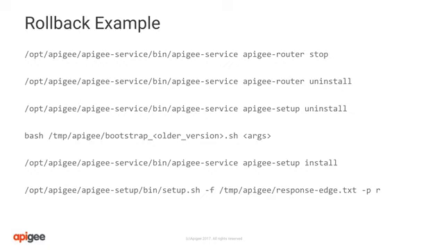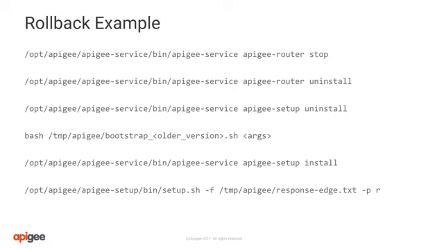Next, run apigee-service apigee-router uninstall to remove the router software, and apigee-service apigee-setup uninstall to remove the current version of Apigee setup. After that, you can download and run the older version of the bootstrap script as described in the bootstrapping lesson. This will reconfigure the host to use the older version of the Apigee software repository.